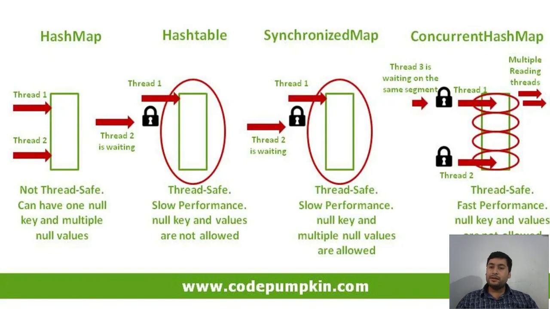But because of that, your performance will increment by default, right? If the 16 threads are allowed to do the work parallelly, definitely the performance will increase. But here, Hashtable or synchronized HashMap will not divide it into segments, they will block the entire object. So because of that, performance is slow. Here you can see performance is fast, null key and value are not allowed.